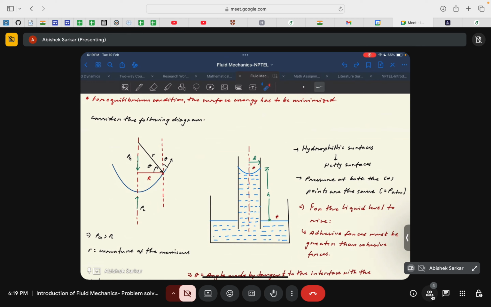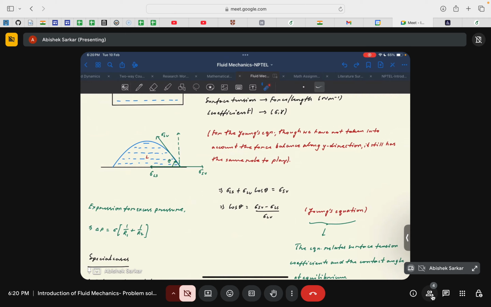Just go to the previous figure, a little up. This is the droplet on the left hand side, with sigma LS, sigma SV, and sigma LV. If we take a certain length of the fluid element, then there will be the force due to the surface tension acting. And if equilibrium is achieved, the horizontal forces get balanced.